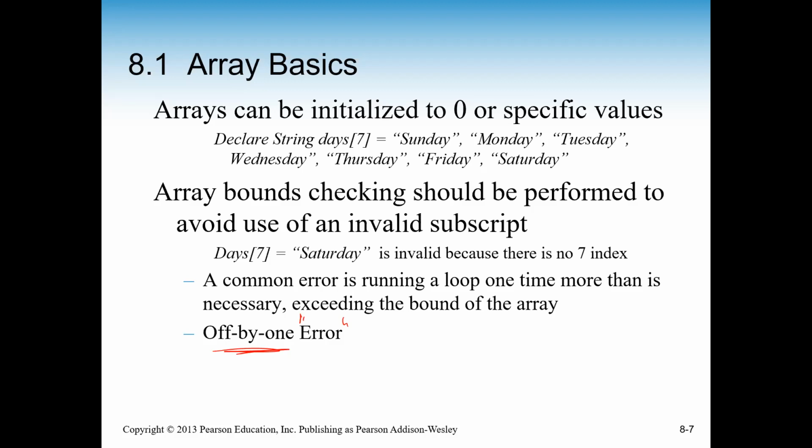So for instance, day 7 equals Saturday, or assign Saturday to day 7, is invalid because there is no 7 index. Remember, even though the size is 7, it actually goes from 0 to 6. So if you think about it, this is 0, 1, 2, 3, 4, 5, 6. No 7. Okay, see that? And so that would be out of bounds.